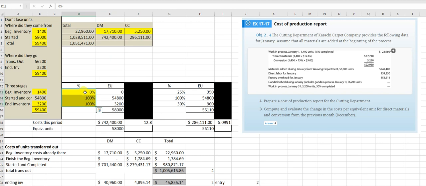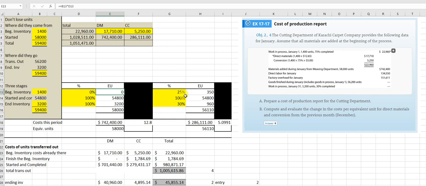All right, so now I know that my materials were added at the beginning, so I need to add 0% to finish these, and I need to add all the materials for these and for these. This is what I did this period. Over here on my percentages, if beginning inventory was 75% done when I walked in the room, I need to add the other 25%. If I started and completed it, I did 100%. And if I started it but didn't finish it, I did whatever is here. It says 30% completed, so what I did this period is 30%. Now I simply take 1,400 times 0 and 1,400 times 25%, so I get 350.